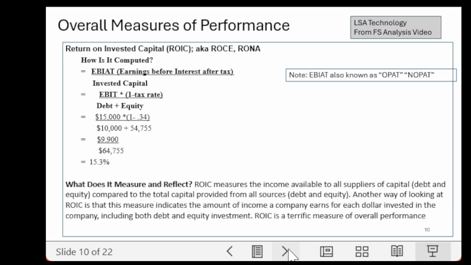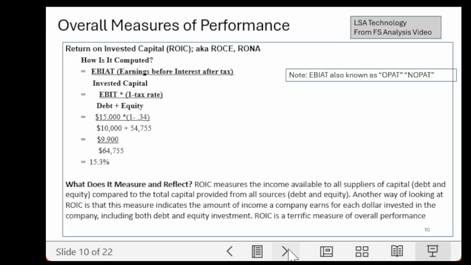Another overall measure of performance is return on invested capital, also known as return on capital, return on net investment, which was the measure that I grew up with and eventually oversaw. So what we do here is we take earnings before interest after tax, or operating profit after tax, or net operating profit after tax, generally synonyms, and we divide that by invested capital, which represents the sum of debt plus equity.